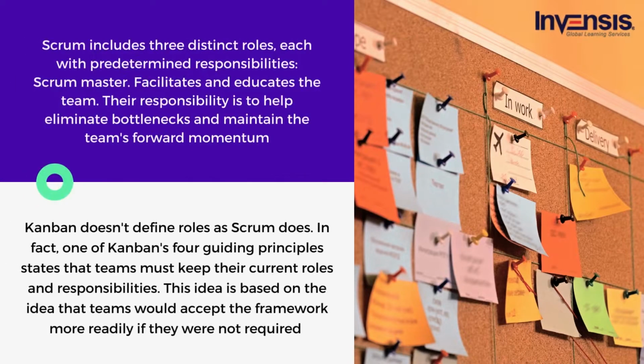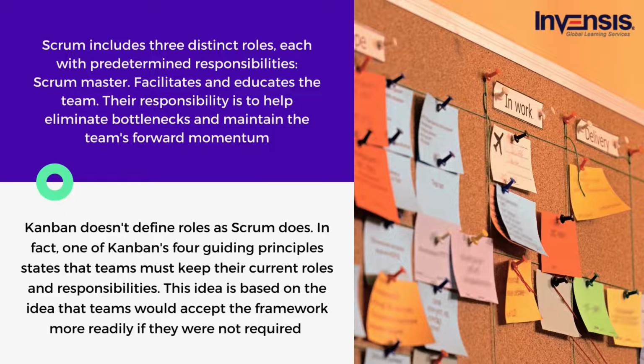So, Scrum includes 3 distinct roles, each with predetermined responsibilities. Scrum Master facilitates and educates the team. Their responsibility is to help eliminate bottlenecks and maintain the team's forward momentum. The Product Owner. They are responsible for creating the product's roadmap and ensuring that the customer's demands and desires are accurately translated into functional product features. Scrum Team Members. They do the majority of the project work. They are an independent team responsible for planning, executing, and assessing project sprints and their results.